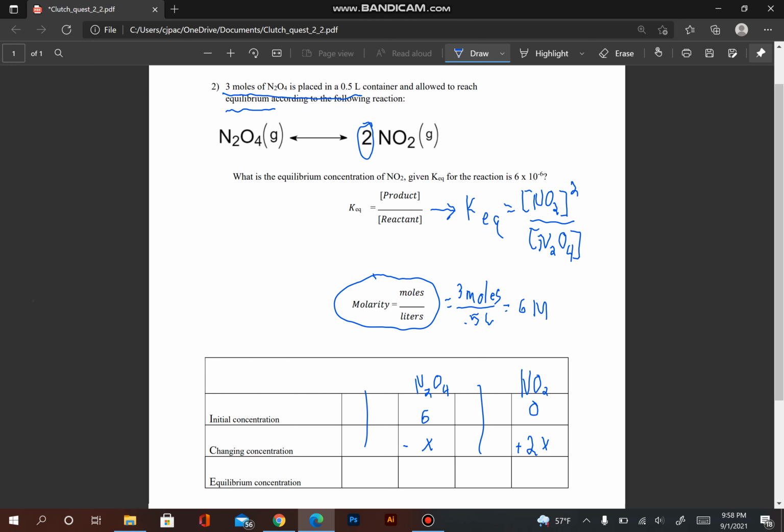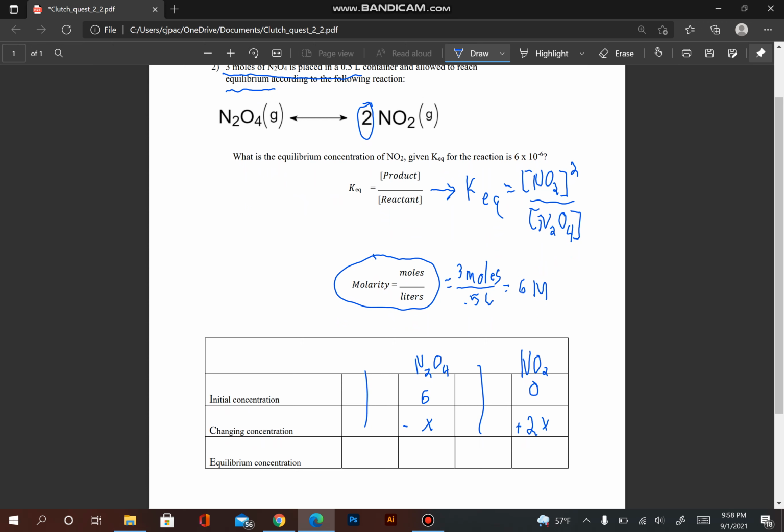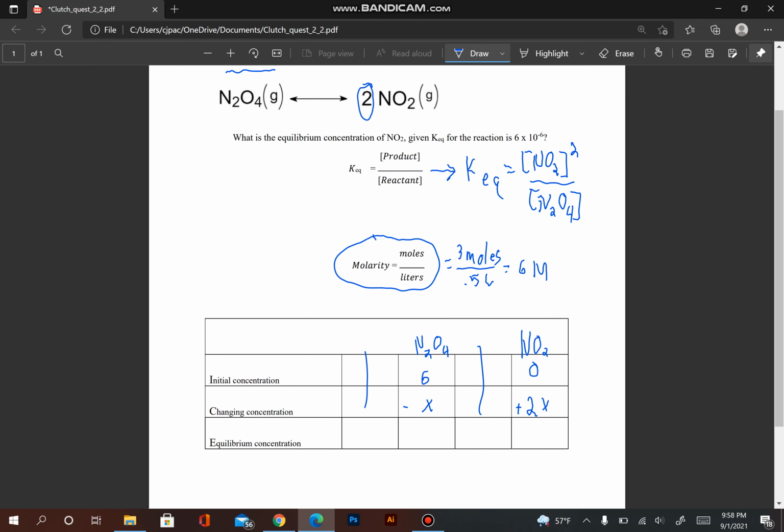And finally, summing the variables from the initial and change concentrations, we can get values of the concentrations at equilibrium and plug this into our equilibrium expression. 6 minus X and 2X. And we should also note that our question asks for the equilibrium concentration of NO2, which is here as 2X. So this is very important. We actually also have the KEQ value in the question stem, which is given to us right here. So we could finally write this.